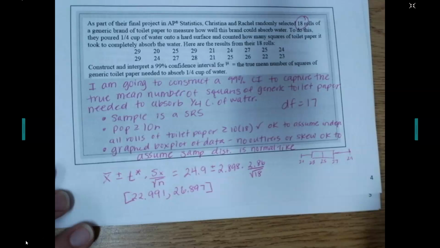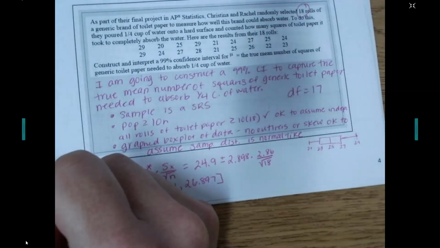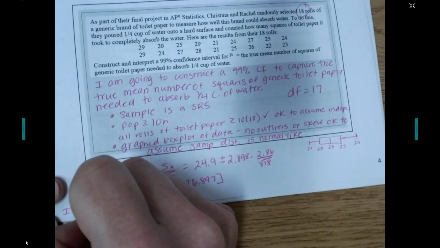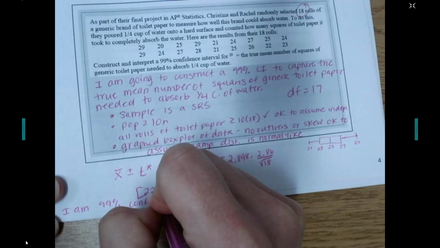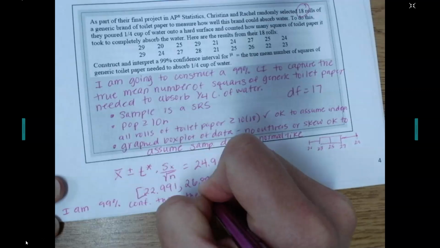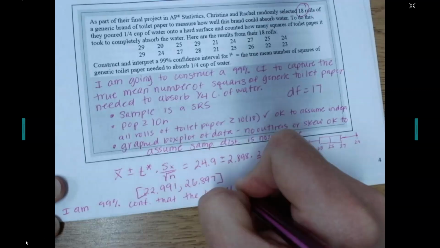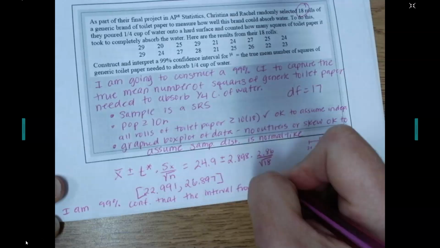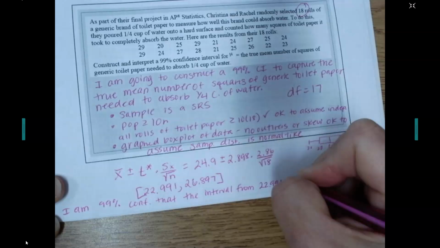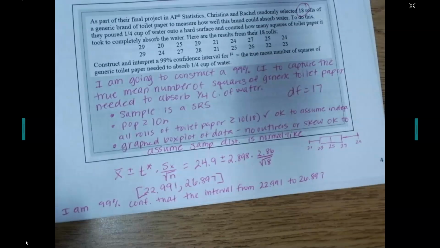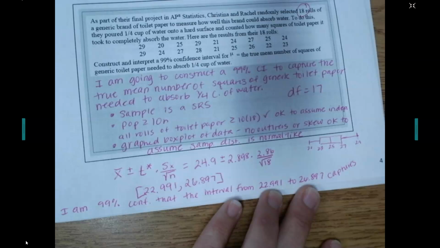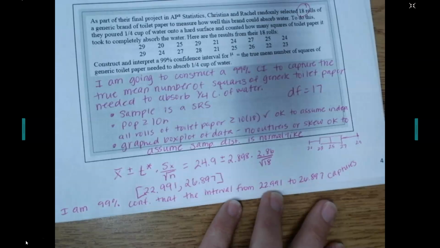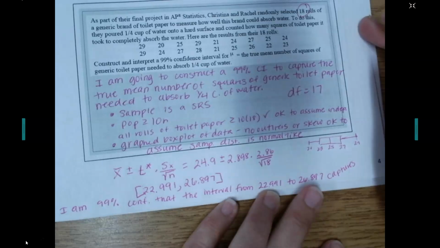I'm running out of room here. All right. So I am 99% confident that the interval from 22.991 to 26.897 captures the true mean number of squares of generic toilet paper needed to absorb a 1/4 cup of water.